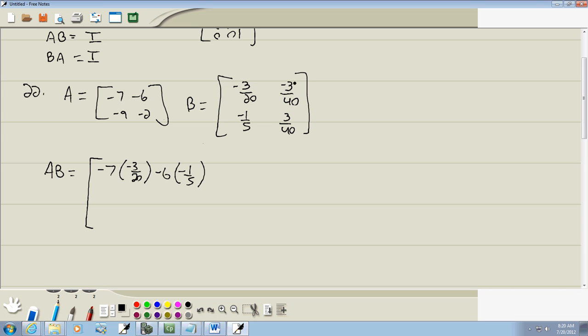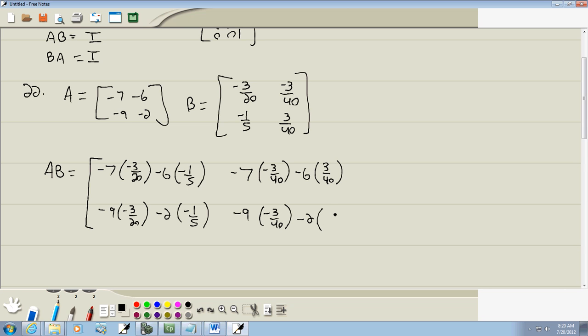Then row 1 of A times column 2 of B. So I got negative 7 times negative 3 over 40, negative 6 times 3 over 40. Then I'll take row 2 of A times column 1 of B. So I got negative 9 times negative 3 over 20, and negative 2 times negative 1/5. And then here I'm going to have row 2 of A times column 2 of B. So negative 9 times negative 3 over 40, and negative 2 times 3 over 40.